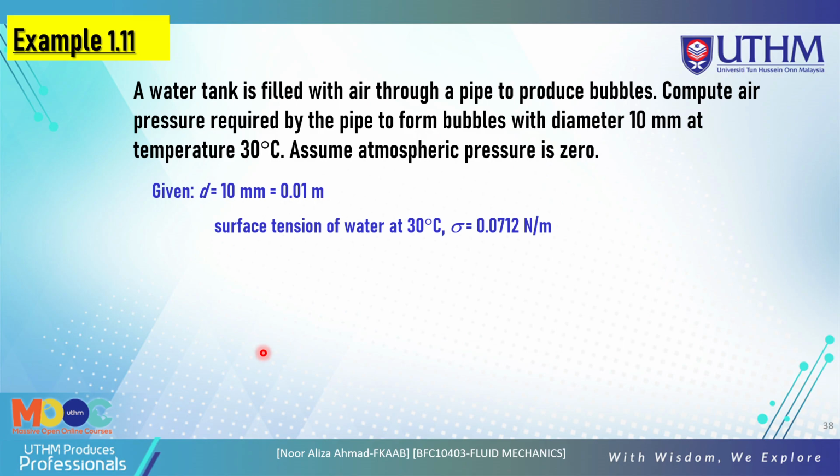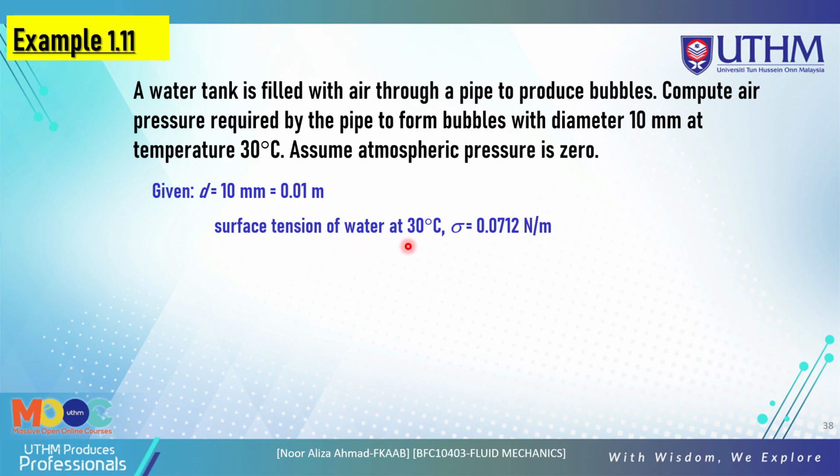A water tank is filled with air through a pipe to produce bubbles. Compute the air pressure required by the pipe to form bubbles with a diameter of 10 mm at the given temperature. Assume atmospheric pressure is 0. So the given data is diameter d of 10 mm, which converted to meters is 0.01 meter.